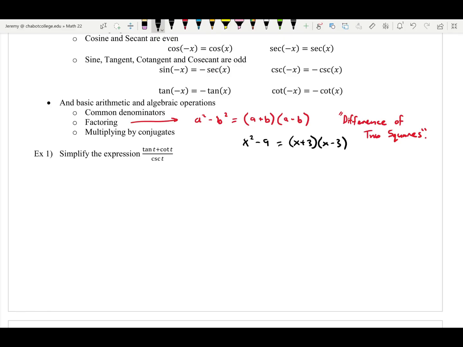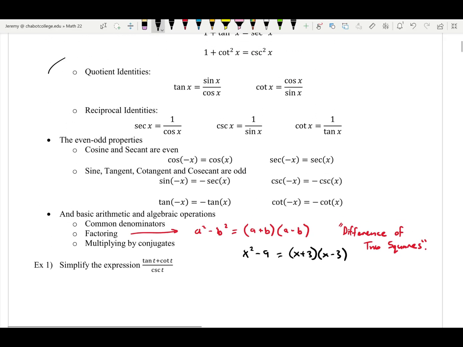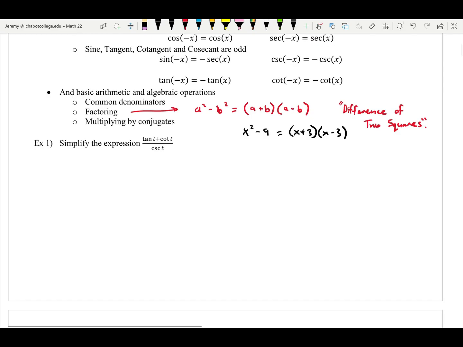Okay, so for this first example, we're given this expression that's got a lot going on. In the numerator, we have tangent t plus cotangent of t, and we're dividing by cosecant of t. Now, I expect there to be a much simpler way of expressing whatever this is. Let's see if we can use some of these identities that we have in the top half of the page to try and rewrite this in a nicer form.